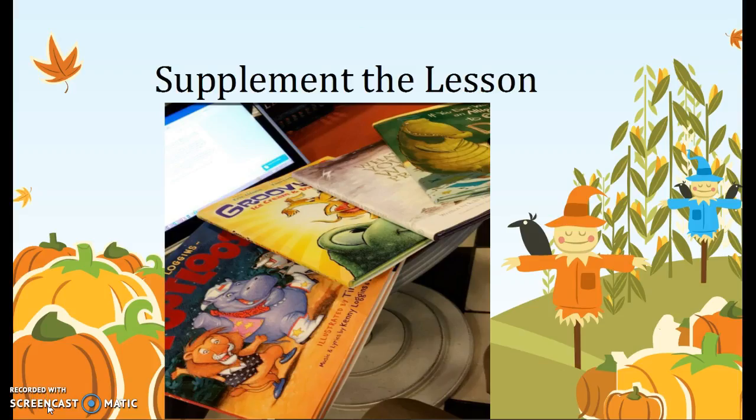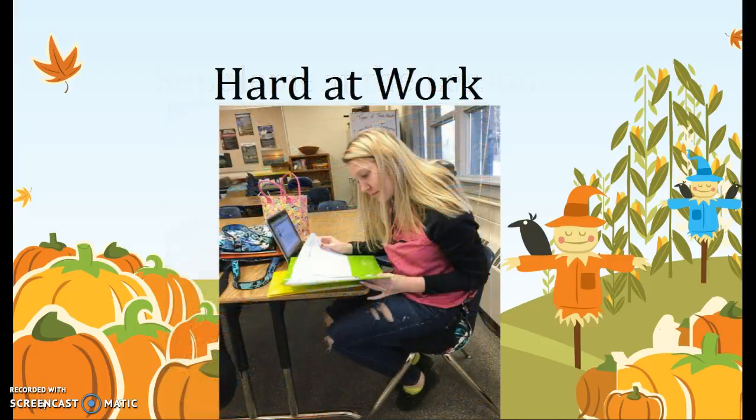It's important to supplement the lesson with a fun book that can help you teach the understanding goal. And this is an example of me in class working on a lesson for my literature for children's class.